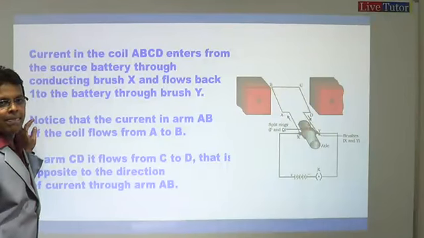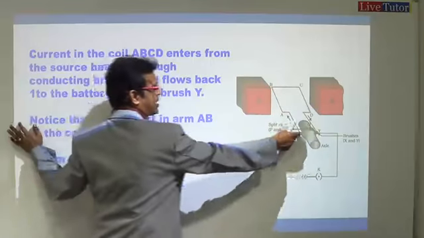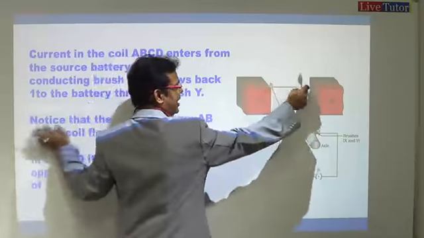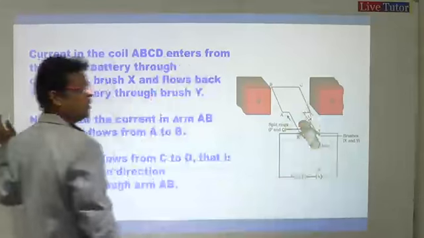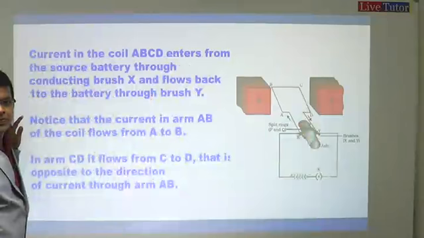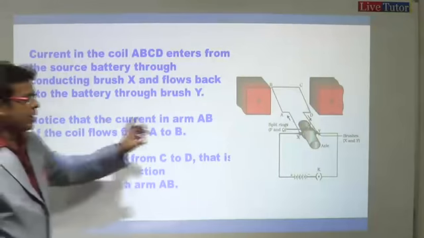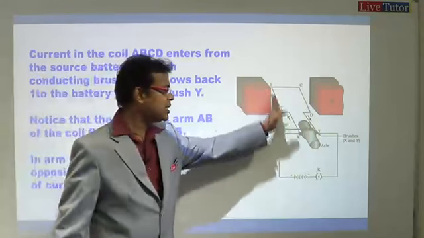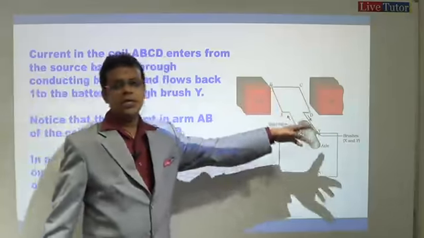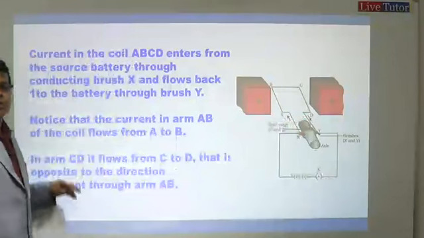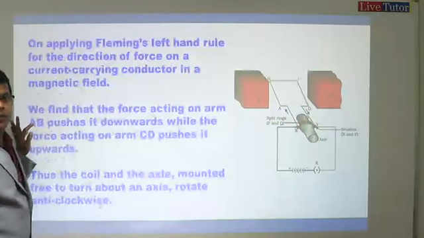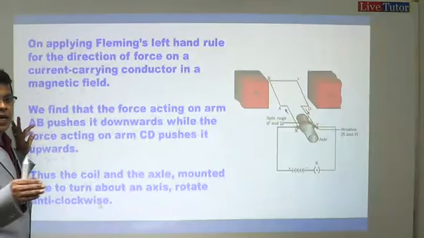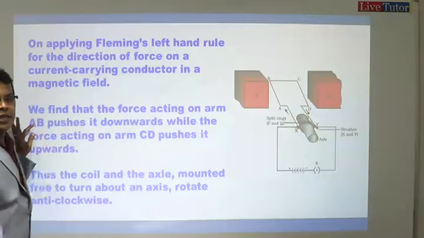You have to remember. Okay, so it will start flowing from X, enters AB, again it will start flowing through C and D and leaves the circuit through the Y brush. Okay, so in the arm AB, the current is in one direction, arm CD, the current is in the opposite direction. Okay, right. Now, once the current starts flowing, we are going to apply Fleming's left hand rule.